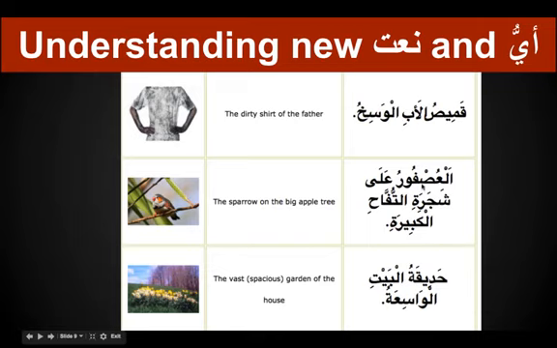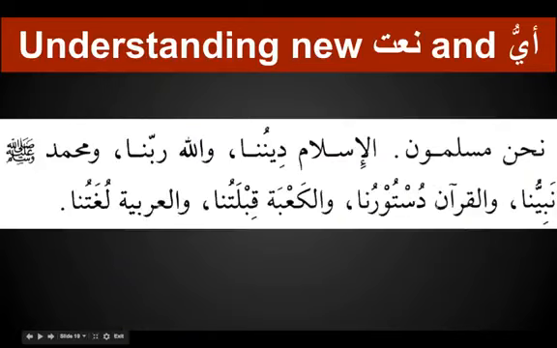So how do we translate? The sparrow is on the big tree of apple. That would be the actual translation, but we'll say it's a big apple tree. Hadikhatul baiti wasi'atun. Hadikhatu is the garden of the house, but wasi'atu has dhamma, so it is not for hadikha. So we'll say the big or spacious garden of the house. That is how we translate and understand the naat.